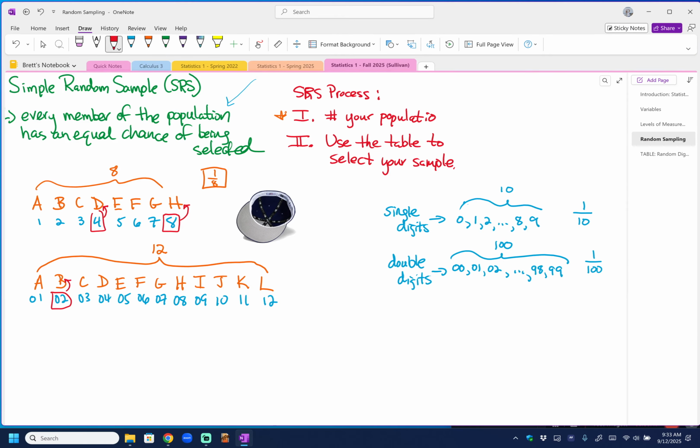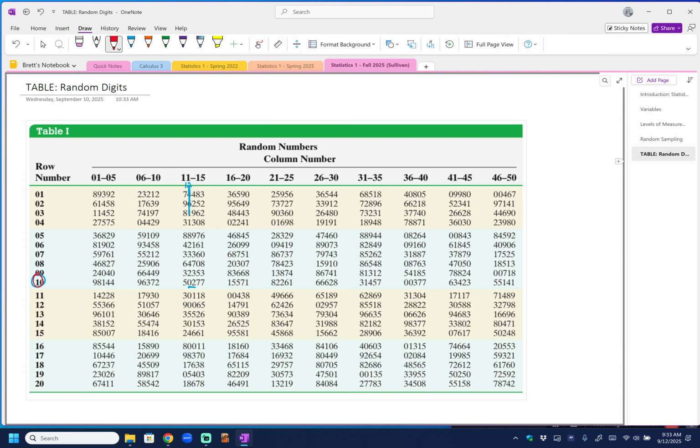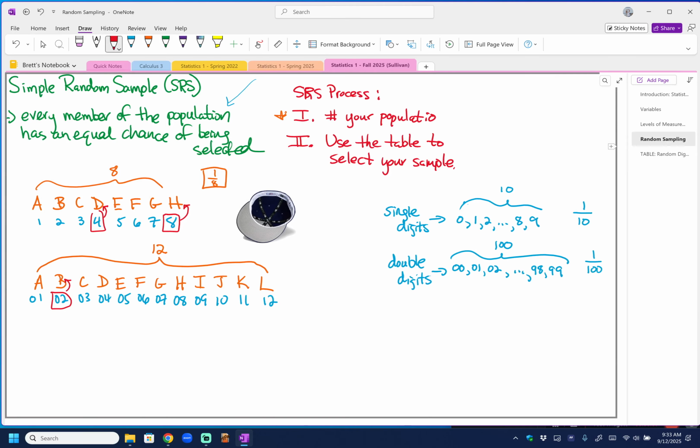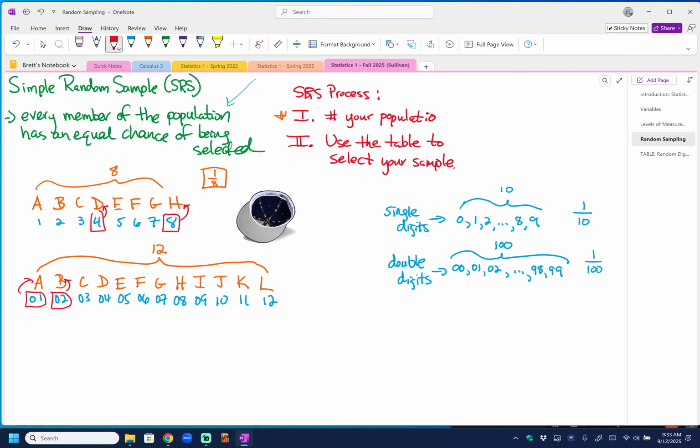We would then, let's say we're picking 2 again, go down to the next 2-digit number, which is 01. And we would say that means letter A is also going in our sample. So just to be consistent, if our sample is 2, this time we're going to get AB. Last time we got HD.